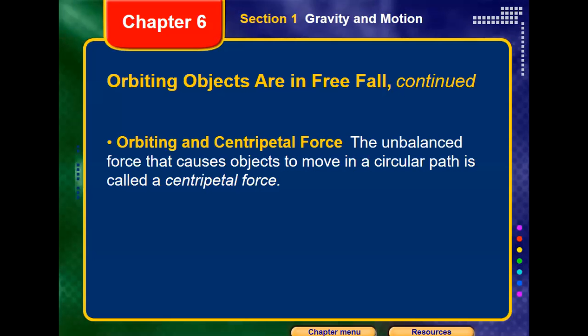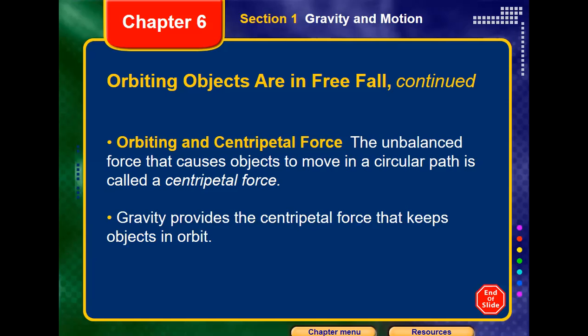What is centripetal force? We said that it's the unbalanced force that causes an object to move in an orbital or circular path. So gravity provides the centripetal force that keeps objects in orbit. That's why the moon keeps rotating around the earth: the moon is already under the gravity of the earth, and at the same time it rotates at a certain speed. So the centripetal force keeps the moon orbiting around the earth, and the same happens to the earth as it rotates around the sun.